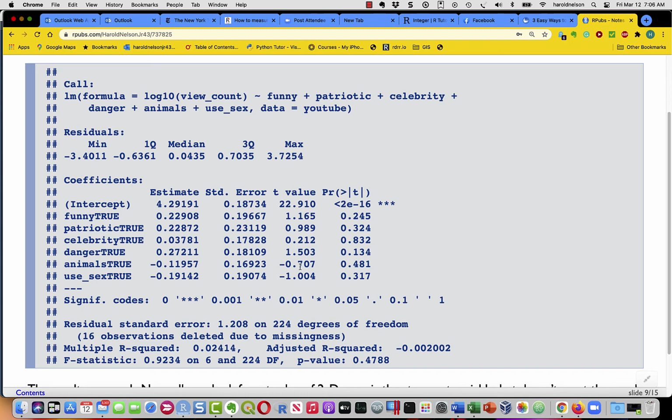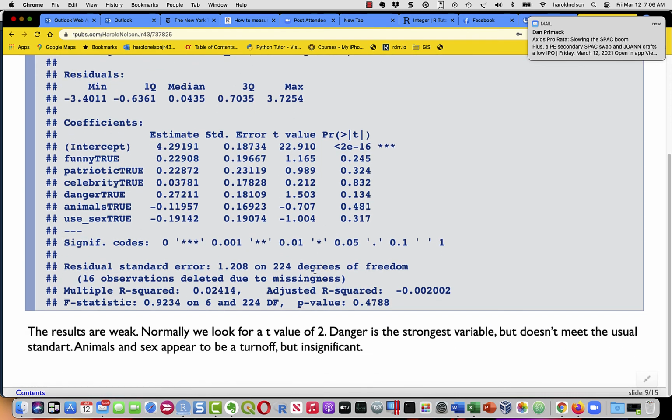And then we have two which have a negative coefficient, which says that using either animals or sex tends to reduce your view count, but their t-statistics are an indication of insignificance. So I would say that the truth is that neither animals nor sex have any influence on the view count. Just because something shows up, it can show up because of random fluctuation. And you can see the t-values are way below an absolute value of 2. Okay.